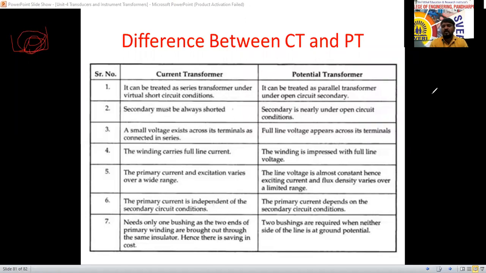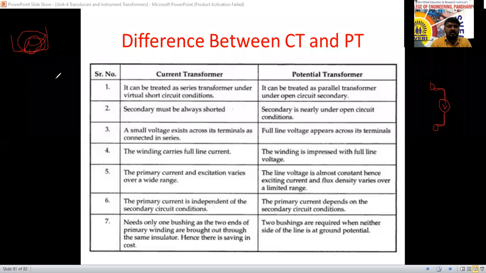But the potential transformer will always act as an open circuit, because the voltmeter has a very high resistance. This voltmeter has a very high value of resistance. On that condition, it will always act as an open circuit. So these are the major differences we have to remember.